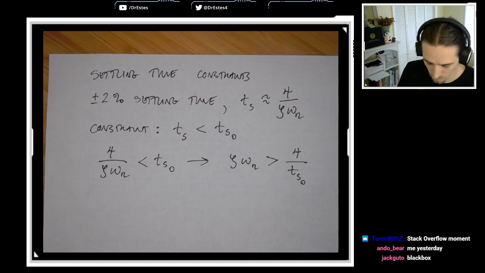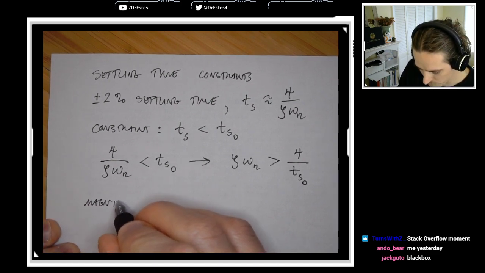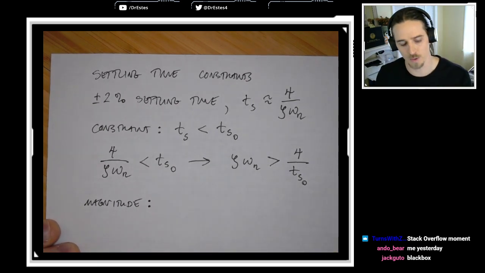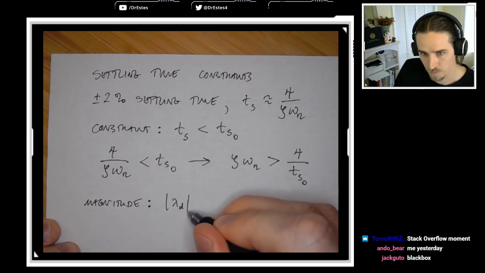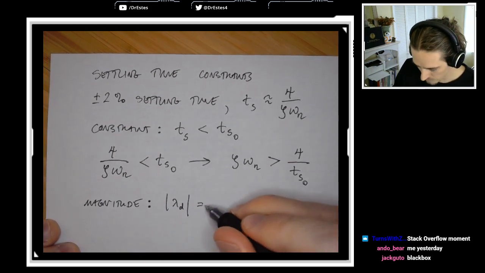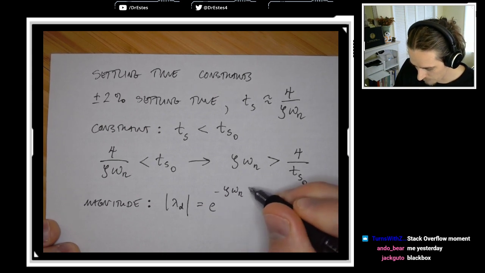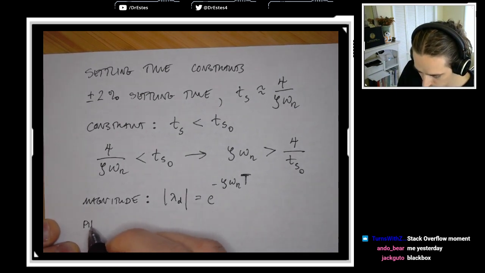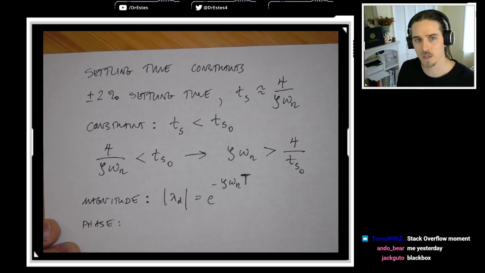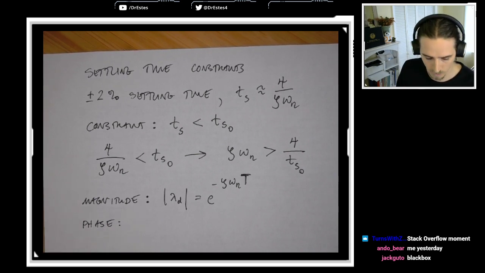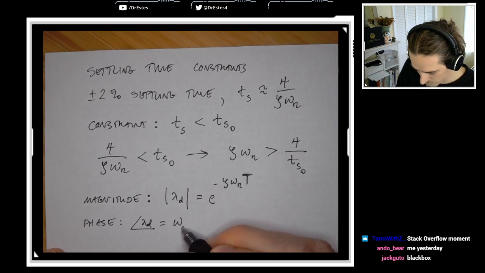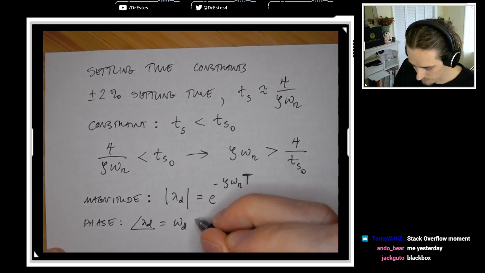Okay, so we have to remember the magnitude of our discrete roots. I'm going to use magnitude and phase to locate these roots. So the magnitude is e to the minus zeta omega n times our sampling period, capital T. And let's put the phase in here too, although the settling time constraint is independent of the phase. So the angle is the damped natural frequency times the sampling period.